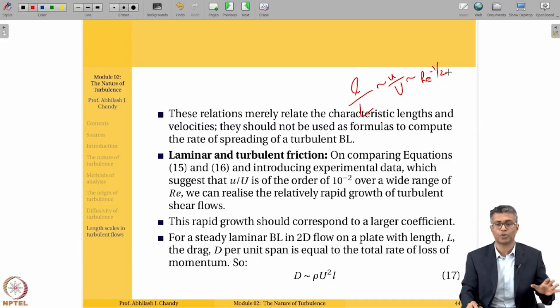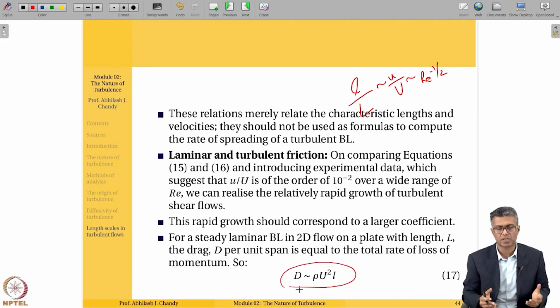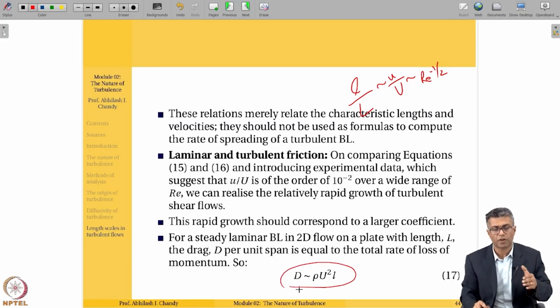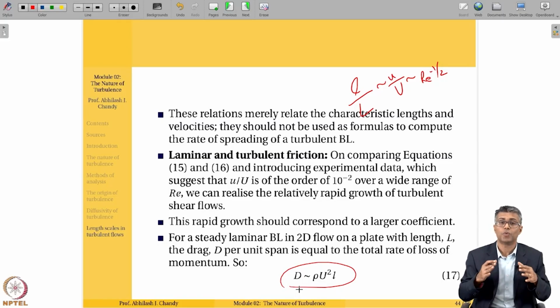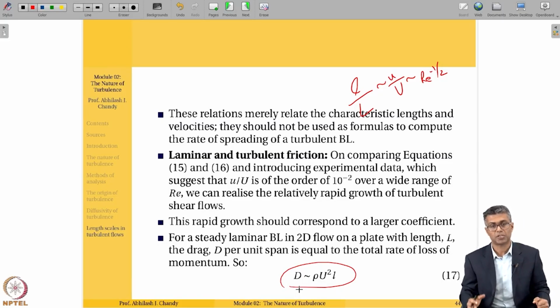If I consider a laminar flow in 2D with a length L, the drag D is given by this equation. This is a simple equation. You would have learnt in fluid mechanics that it is of the order of magnitude of rho U squared l, U, capital U being the free stream velocity, rho of course the density, and small l the boundary layer thickness. We would have proved in fluid mechanics that it is actually rho U squared theta, where theta is the momentum thickness, d theta/dx. But again, we are saying it is of the order of magnitude of rho U squared l, since we know what l is, or we've been dealing with l.